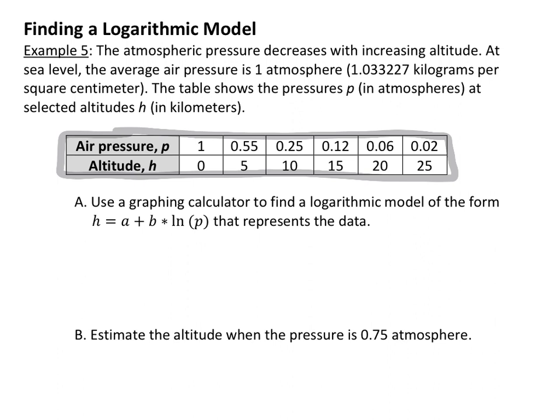So we would do 1 and then 0. Then 0.55 and then 0.25 and then 0.12, 0.06, 0.02. Now I do have one extra, if you notice, hanging off the bottom. All you have to do is press delete and then enter, and it will get rid of it.